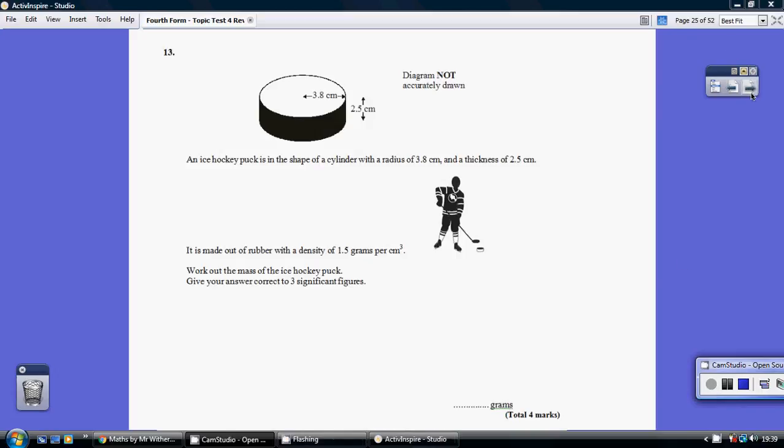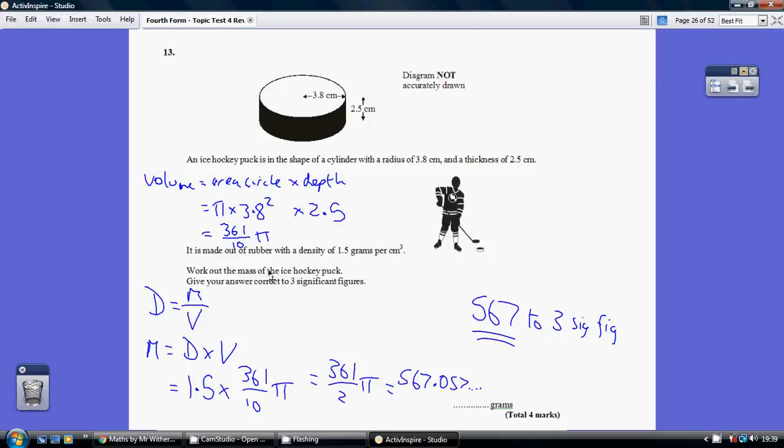Question 13. So we're going to have to work out the mass knowing the density. So first of all, we're going to need to work out the volume of this puck, which is a prism.